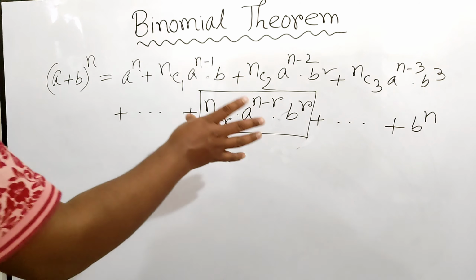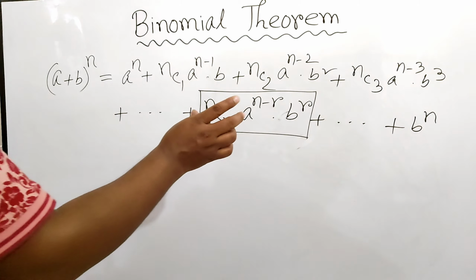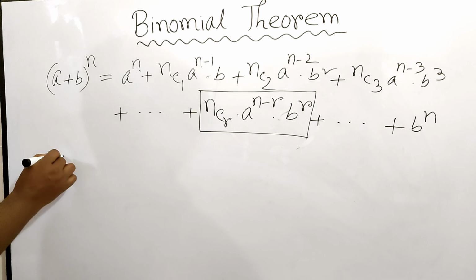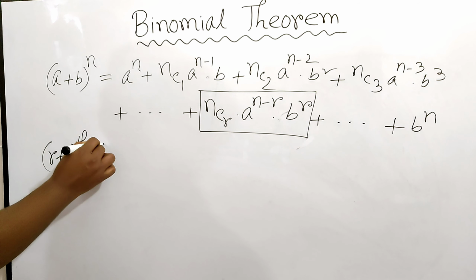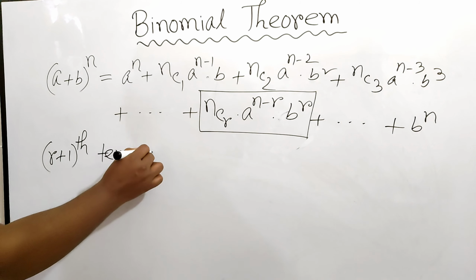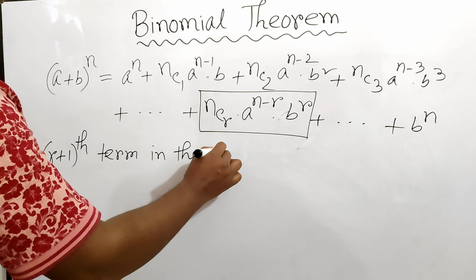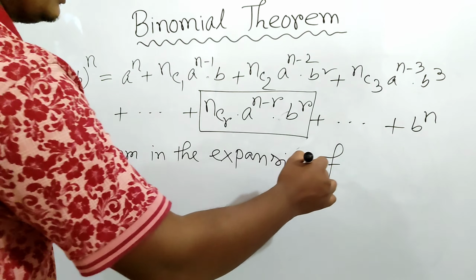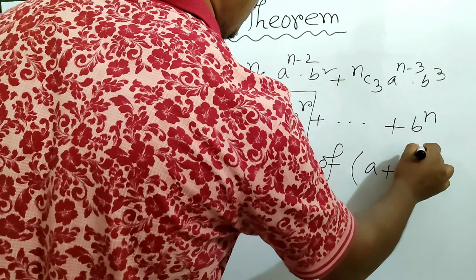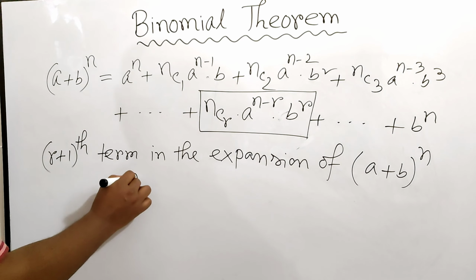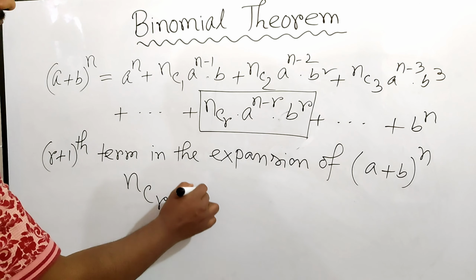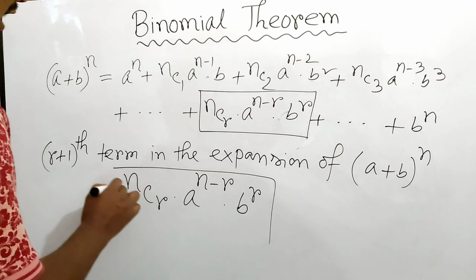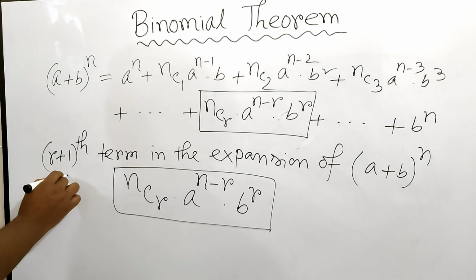The most important thing for the binomial theorem is that you need to know the (r plus 1)th term in the expansion of (a plus b) to the power n, which is nCr a to the power n minus r into b to the power r. So this is the (r plus 1)th term. You can say this is T sub r plus 1.